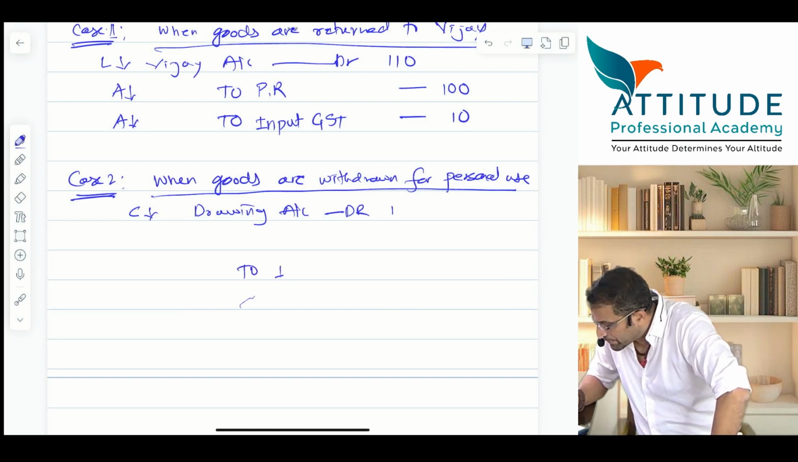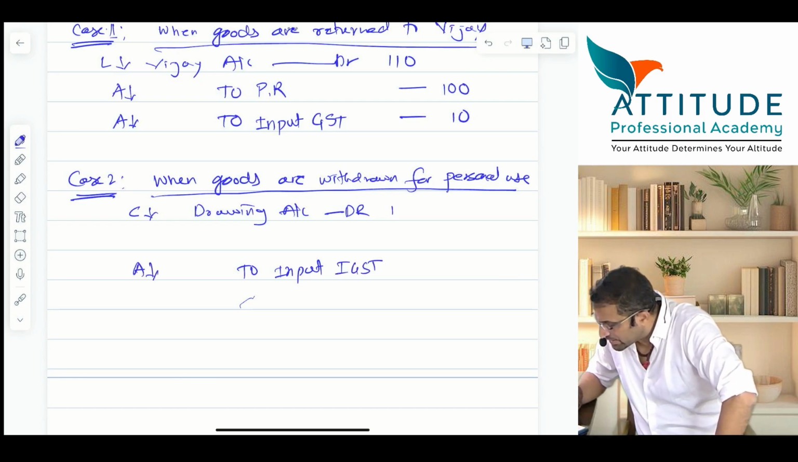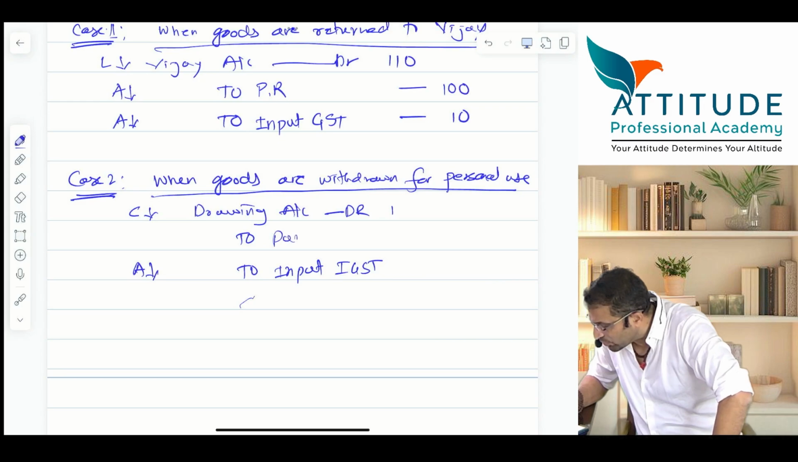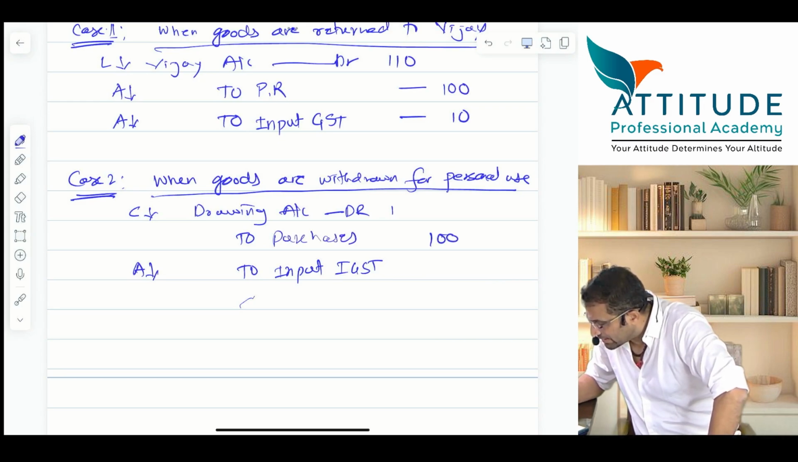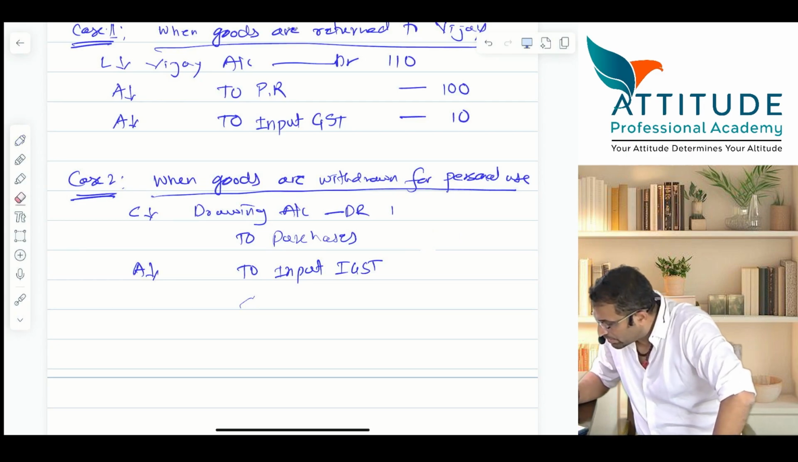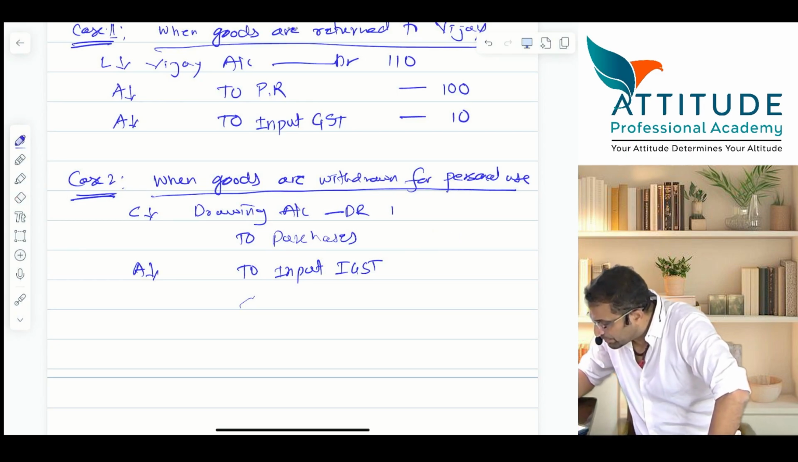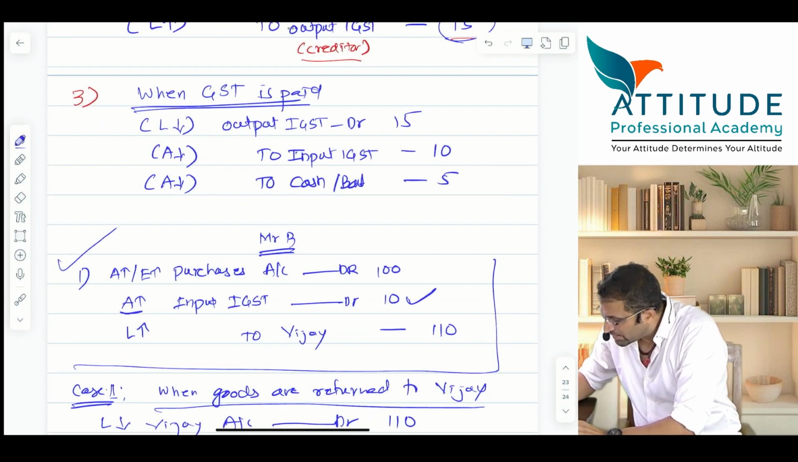Tell me. Input IGST, ये asset reduces, and even to purchases. What? To how much? 100 credit. समझ में आ रहा है आपको? Purchases 100, because purchase here it is debited, no?